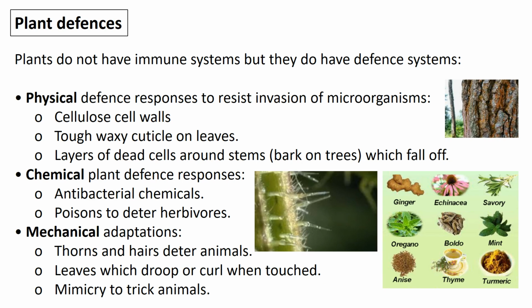The chemical plant defense responses are things like the actual chemicals that they make. So antibacterial chemicals are quite common, and some of those plants on the right-hand side have got some antibacterial chemicals in them. They might have poisons to deter herbivores. Different plants will have different poisons to different organisms, so they are just chemicals that they can use to stop other organisms eating them. And then mechanical adaptations, you're really thinking about the thorns and the hairs. So there's some like the nettle stings there, and leaves which droop or curl when touched, and also mimicry. So they can try to have leaves that might trick animals and prevent them from being eaten.